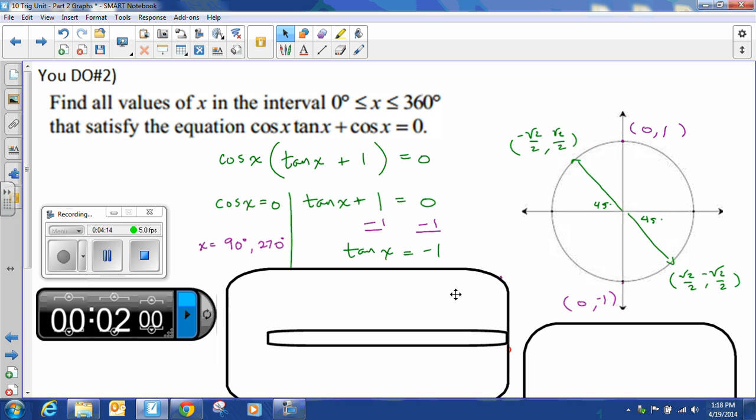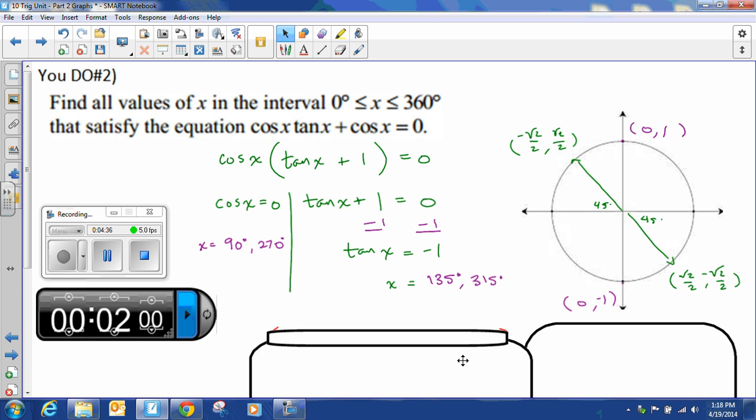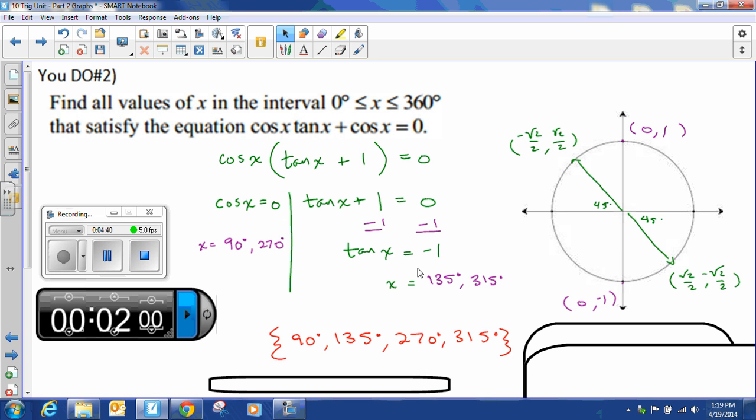Well, that's going to take place here in quadrant 2 and quadrant 4, 45 degrees over and 45 degrees under here. Because remember, tangent is sine divided by cosine. Because tangent is -1, you need to have identical xy values, except one of them needs to be negative, one has to be positive. So our final answer is all 4 of these listed in least to greatest order.